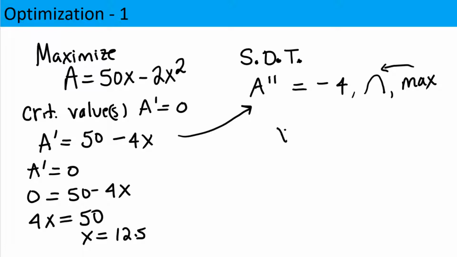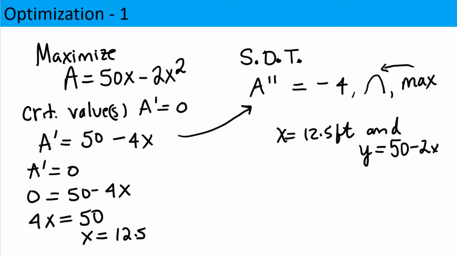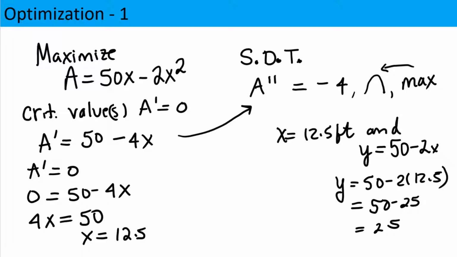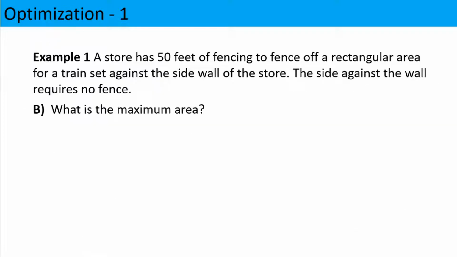So at x equals 12.5 feet, and we need a y equals, so to solve for y, we have that y is equal to 50 minus 2x. Y equals 50 minus 2 times 12.5, which is 50 minus 25, or 25 feet. So we have x equals 12.5 feet and y equals 25 feet. In part B, what is the maximum area?